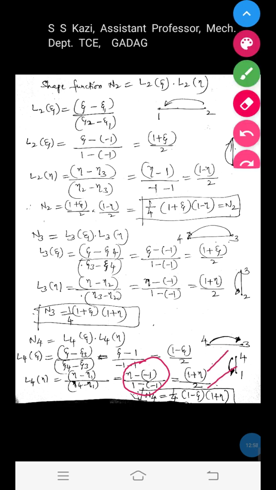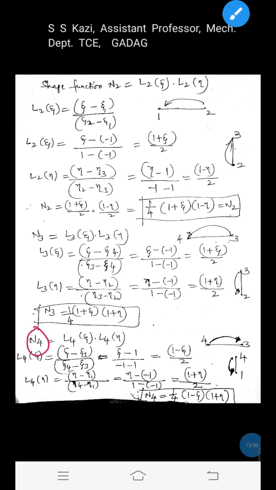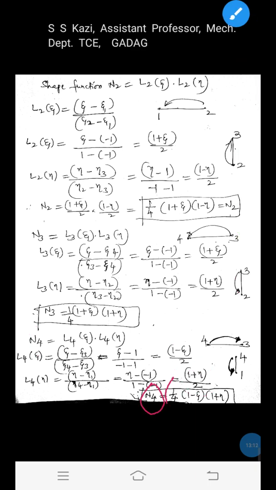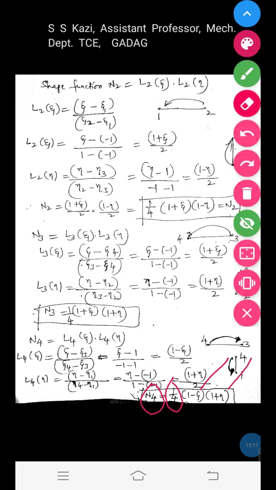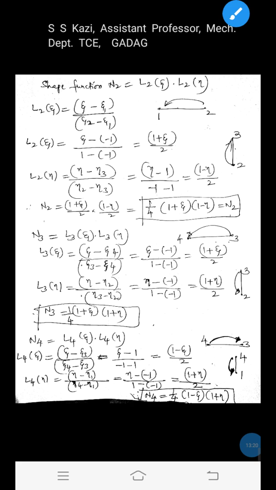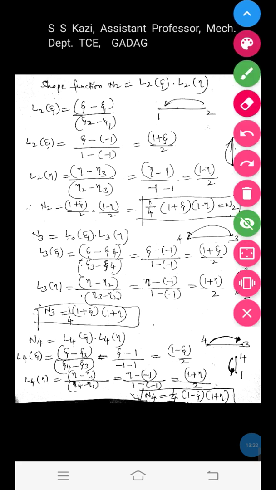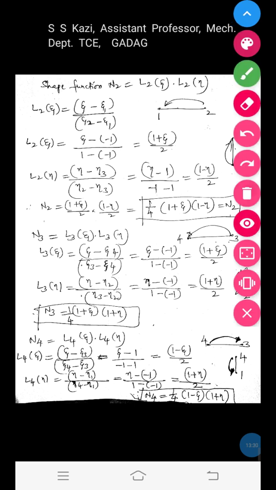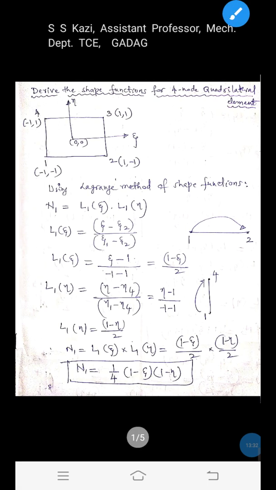Therefore the shape function N4 is given by L4 of zeta, that is 1 minus zeta by 2, multiplied by L4 of eta, that is 1 plus eta by 2. If you multiply it, we will get shape function N4 equal to 1 divided by 4 into 1 minus zeta into 1 plus eta. Okay, this is how we can derive the shape functions N1, N2, N3, N4 in terms of zeta and eta for the 4 node quadrilateral element or linear quadrilateral element or linear rectangular element.